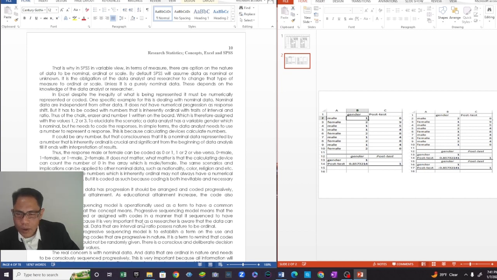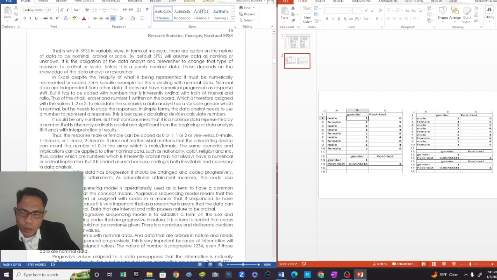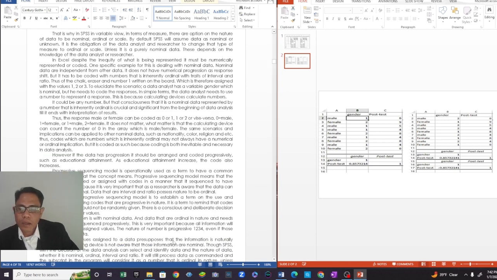This is because it is very important that a researcher is aware that the data can be nominal or ordinal. The data that are interval and ratio possess the nature to be ordinal. The goal of the progressive sequencing model is to establish a term on the use, the importance of assigning codes that are progressive in nature. It is a term to remind that codes and values assigned should not be randomly given. It is a conscious and deliberate decision on assigning codes and values.